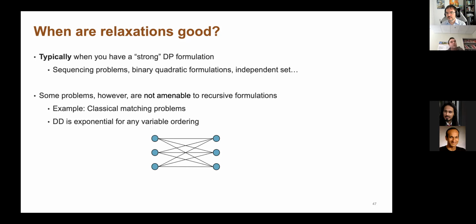When I first started out, I was trying to solve quadratic assignment problems using DDs because they're relatively small and they're really hard. I don't know if anyone here has tried that before. I don't see a way of doing it yet, but maybe there are some ways of doing it.